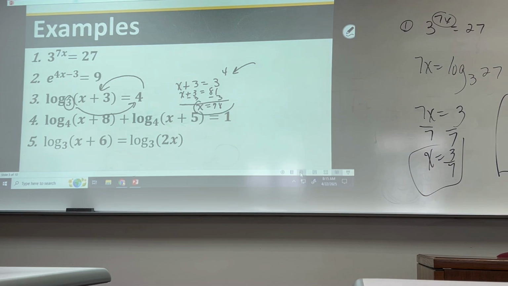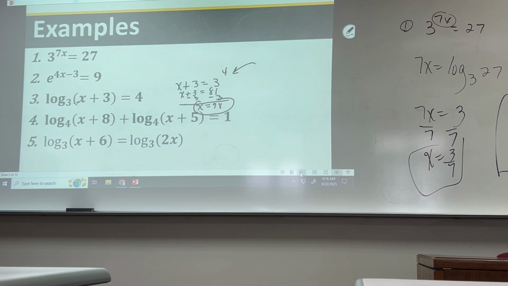I want to make sure that that is okay. You have to check log equations. You don't have to check exponential equations because domains are real numbers, but log equations have a restricted domain. Is 78 okay? It's okay as long as it doesn't make that negative, right? Or 0. So it should be fine. So we're okay with that one.